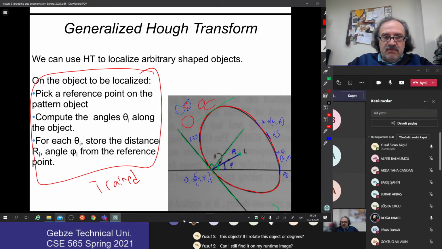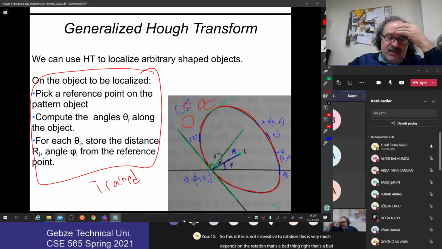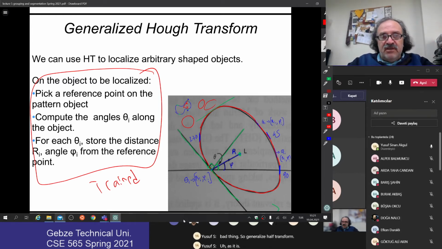As you said before, yeah, we are looking for the gradients. So if we rotate this, gradient will change. So this is not insensitive to rotation. This very much depends on the rotation. That's a bad thing, right? That's a bad thing. So generalized Hough transform is not insensitive to rotation. You need to keep the same angle.